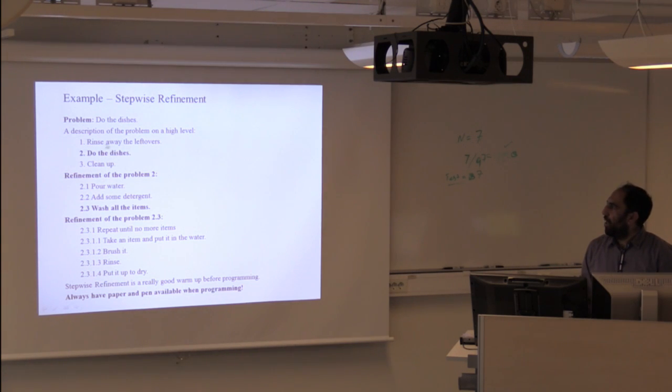And then, for example, how can you do the dishes? So this is like a bigger problem, and we have refined this. Okay, starting with wetting or pouring water, apply some detergent, liquid or soap. Wash all the items, and maybe we have refined this more in sub steps, okay? Repeat until no more items. For example, if you have 10 plates to clean out, you start one by one, put in water, brush it and rinse it, and then put it up to dry, okay? So that's like a divide and conquer.